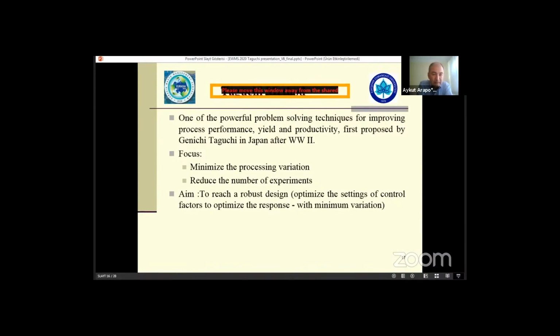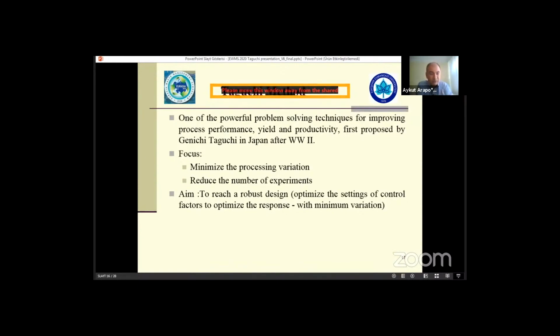And another aspect of the Taguchi method is that it significantly reduces the number of experiments needed to perform. The aim of the Taguchi method is to reach a robust design, which means to optimize the settings of control factors to optimize the response with minimum variation.